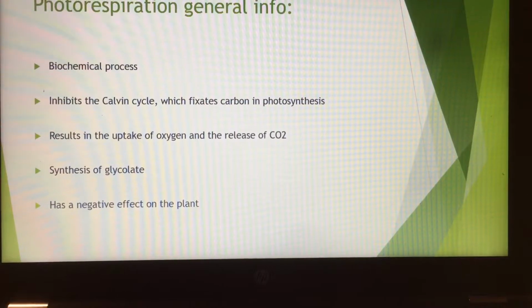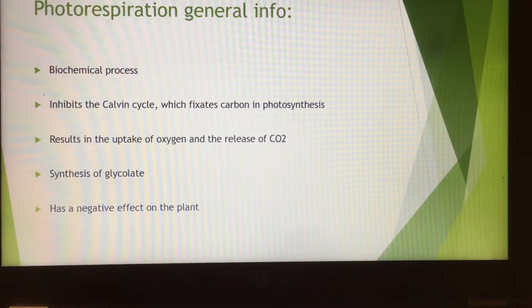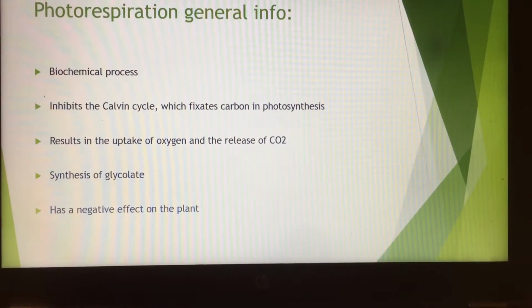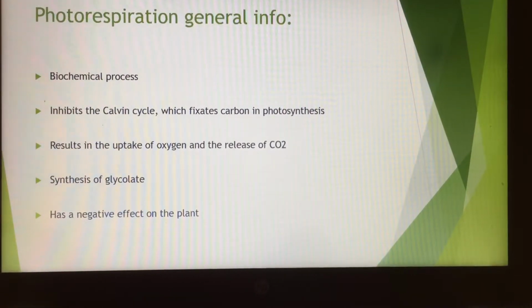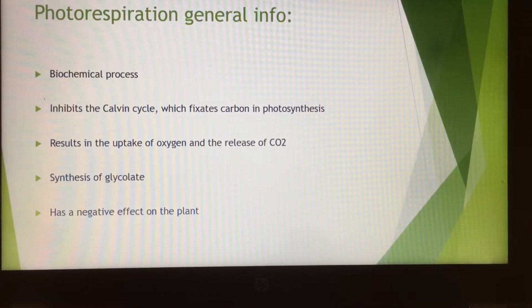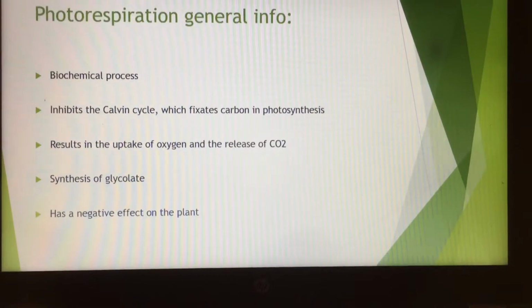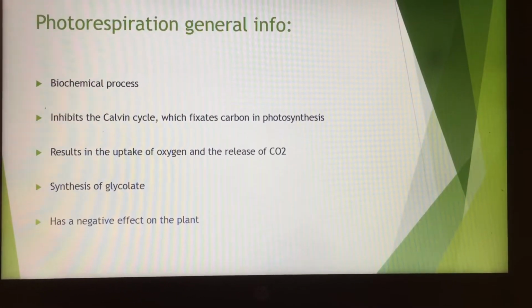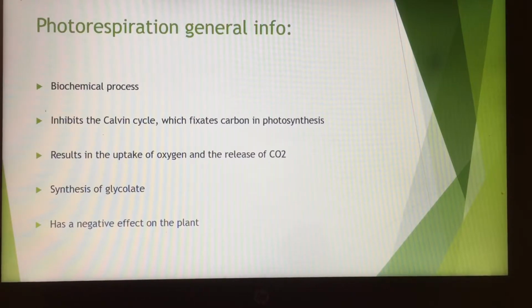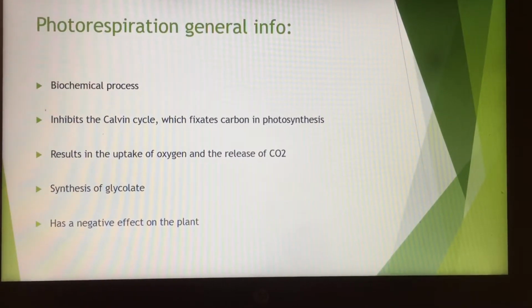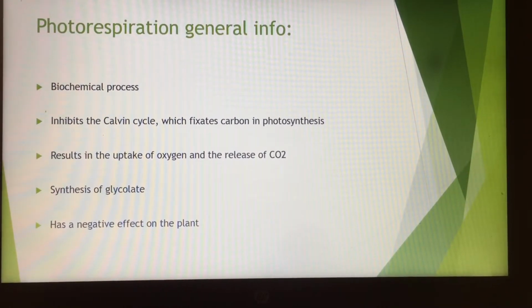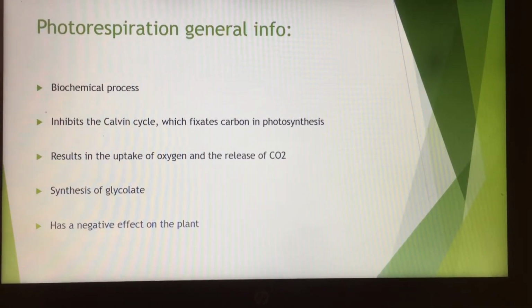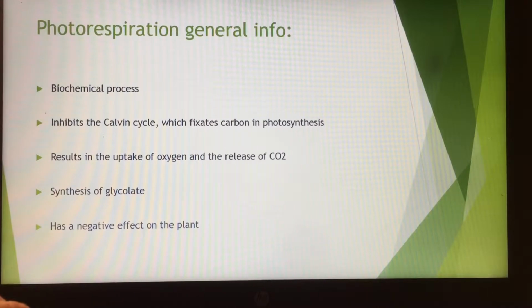So here's some general info over photorespiration. It is a biochemical process. It inhibits the Calvin cycle, which fixates carbon and photosynthesis. It results in the uptake of oxygen and the release of CO2. It synthesizes glycolate and has a negative effect on the plant. And we will see more on this in the next slides.